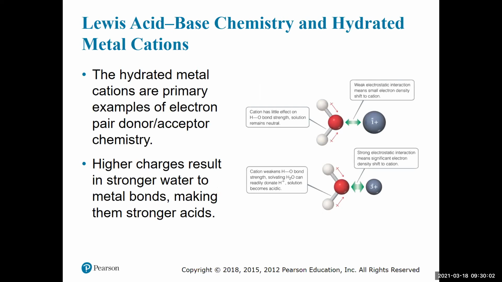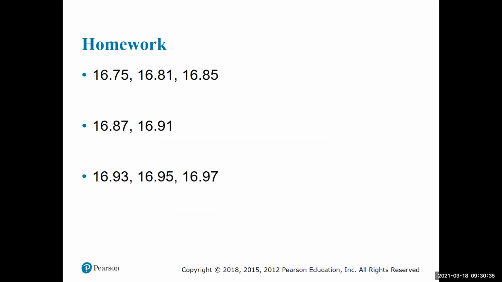When we talk about those hydrated metal cations, remember we talked about them a little bit earlier. That's another example of Lewis acid-base chemistry going on. We have that hydrated metal cation, and then the higher the charge, the stronger the water-metal bonds, and that makes it a stronger acid. So this is another example of taking advantage of electrons available to do things.